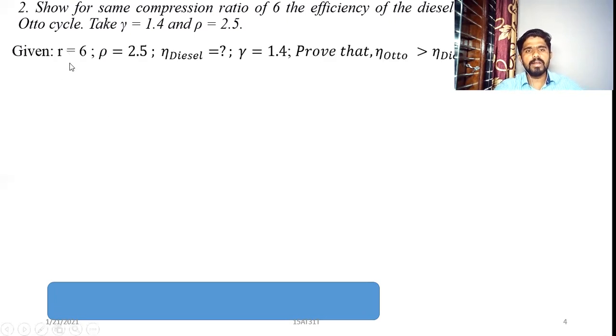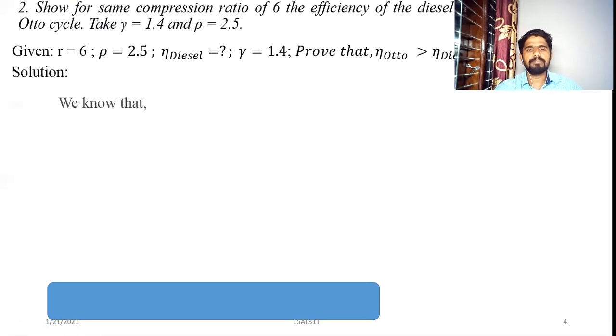Given R, the compression ratio, is equal to 6, rho is equal to 2.5. Calculate the efficiency of the diesel cycle. Gamma is equal to 1.4. Prove that the Otto cycle efficiency is greater than the efficiency of the diesel cycle for the same R.